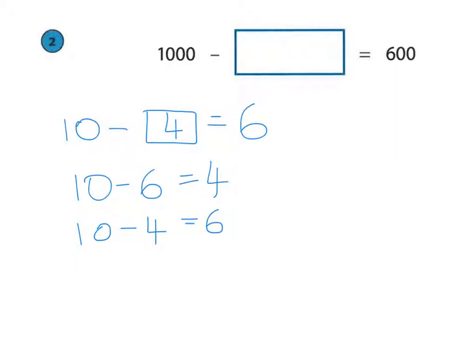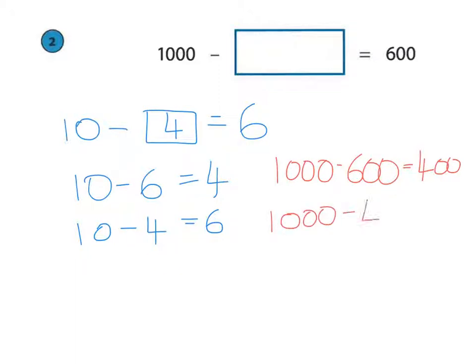If I were to do 1000 take away 600, the answer would be 400. Therefore, if I did 1000 take away 400, the answer must be 600. Therefore, 1000 take away 400 equals 600. The answer is 400.